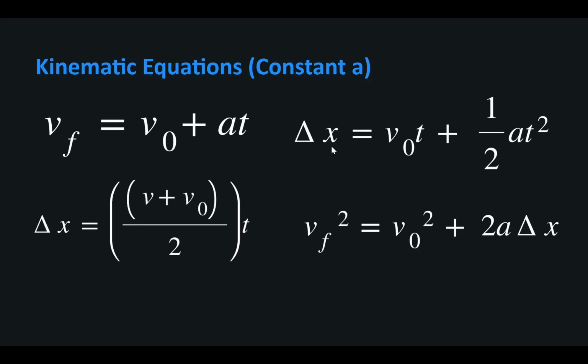And then here you have delta x, which is the displacement, is equal to v initial times t plus 1 over 2 at squared. And a is acceleration, t is time. And then here we have delta x, which is displacement again. And then here we have this v by itself.